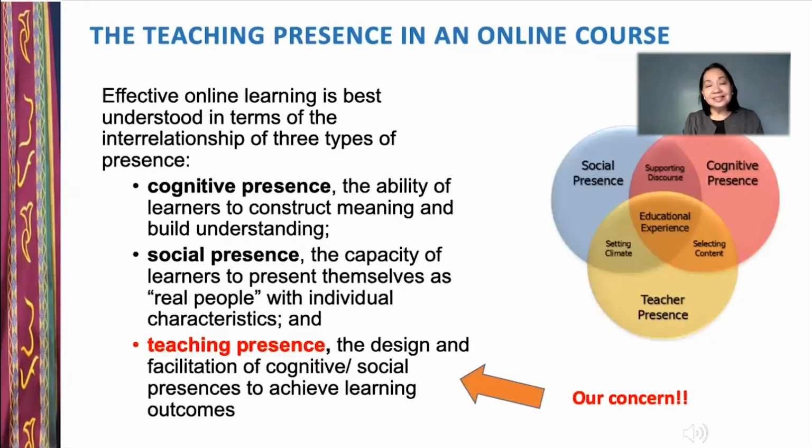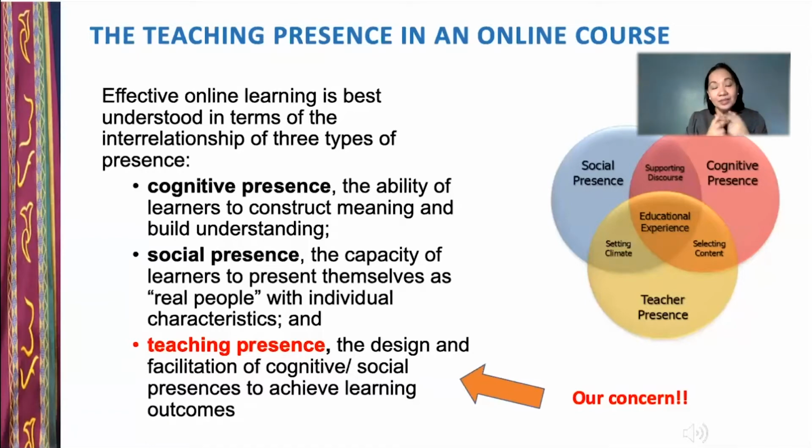Social presence is the capacity of learners to present themselves as real people with individual characteristics. So they should be able to do that. They should be able to really express themselves based on their context when they do their learning activities. And of course, the teaching presence is the design and facilitation of cognitive and social presences to achieve learning outcomes.